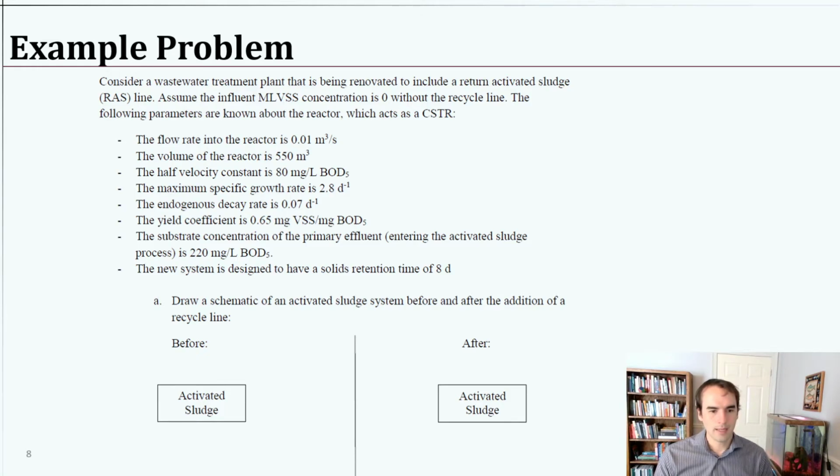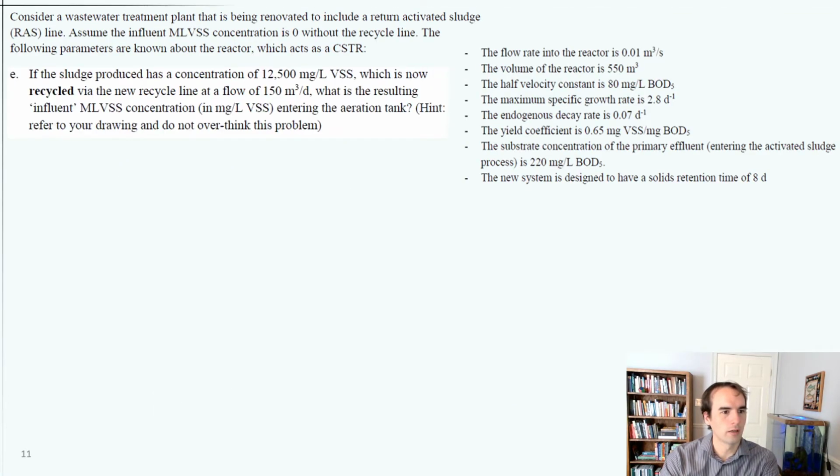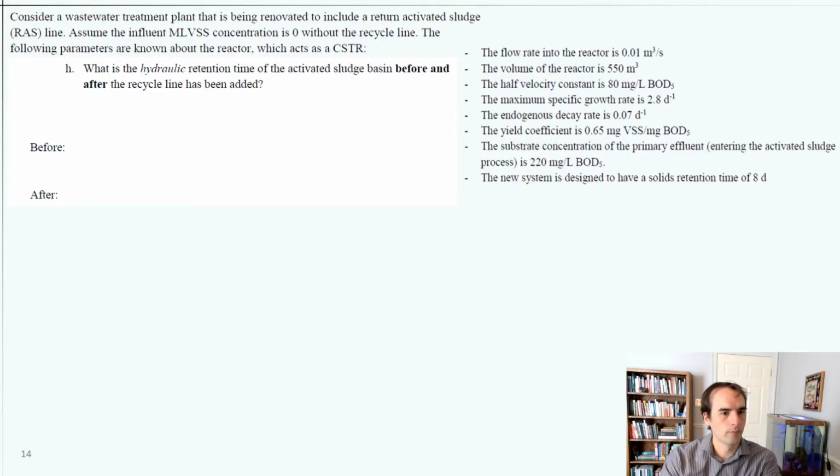Okay, so let's take a look at an example problem with that type of system in mind and compare it to what we were dealing with at the beginning of class. So let's take a minute. I'll read this to you, and then we will work towards this.